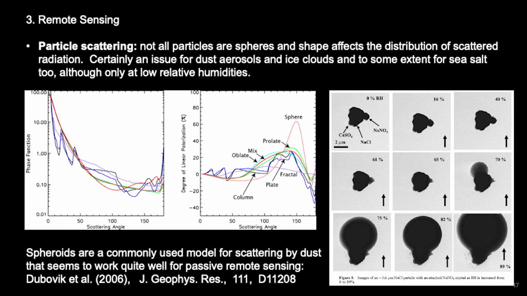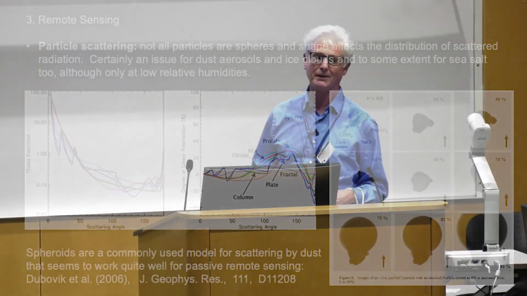And then there are even things like sea salt that, up to 70% relative humidity, might not be particularly spherical either, which is actually observed. You can see this in LiDAR returns when you have relatively low humidities where the salt is not deliquesced, so you don't have spheres. So spheroids are a nice proxy for dust.